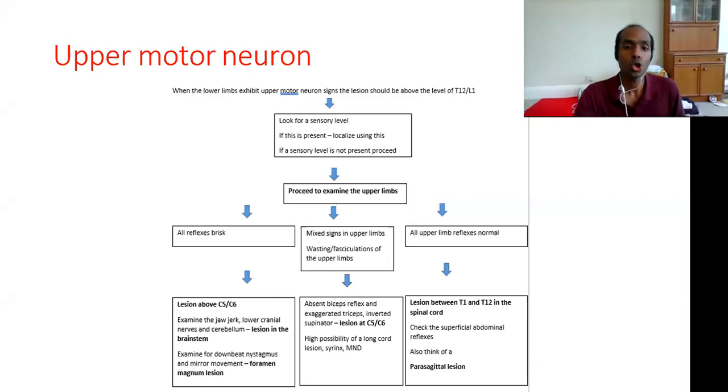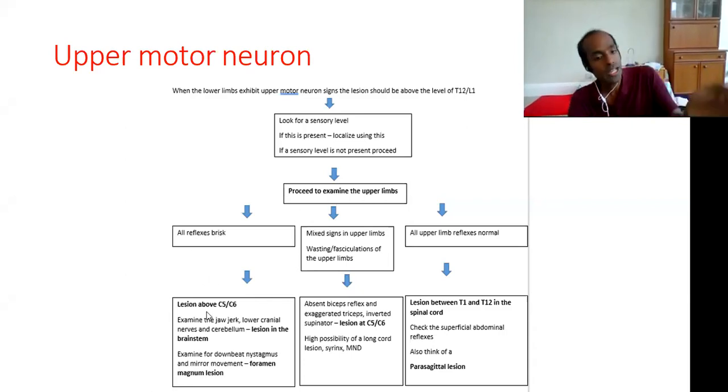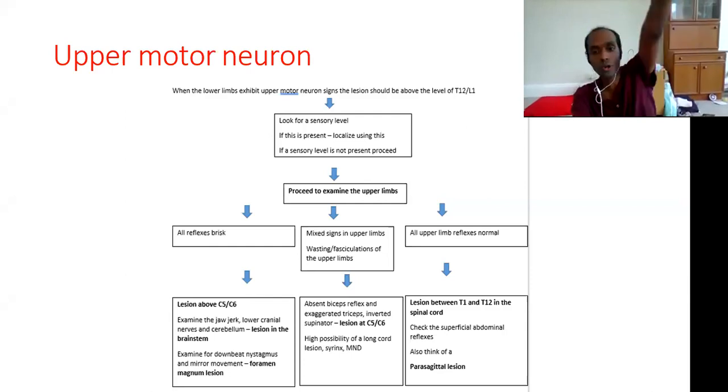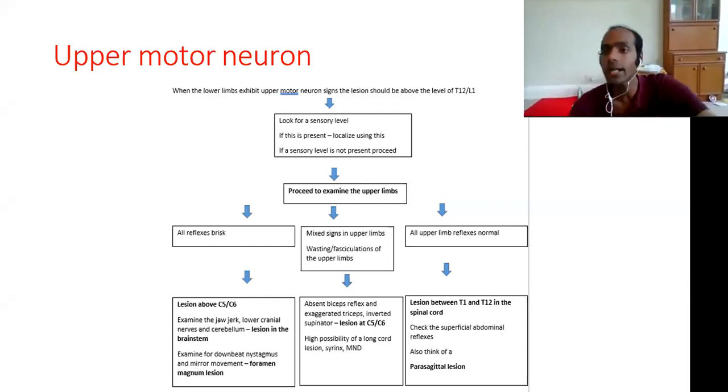Okay. So all reflexes brisk. We know that. Look at my mouse pointer. Lesion is above C5 and C6. Examine the jaw reflex. If that is brisk, the lesion is in the brainstem. Don't worry about that. එතනින් එහාට ඔයගොල්ලන්ට අදාළ නැහැ. Just say the lesion is probably in the brainstem above the medulla, because you know in the medulla තමයි jaw reflex එක එන්නේ.